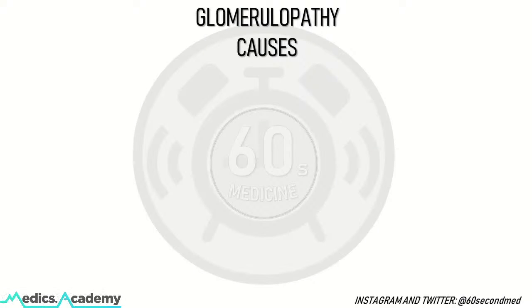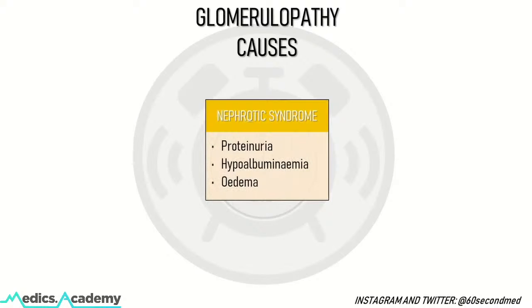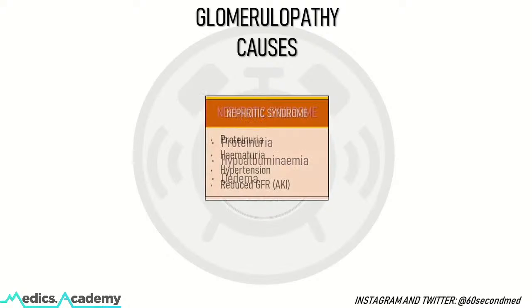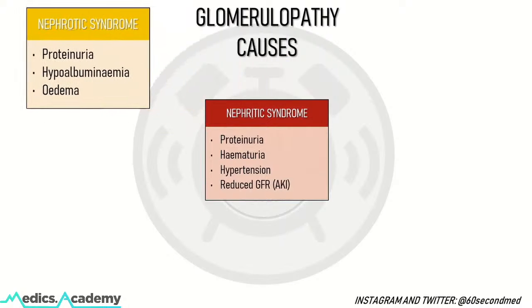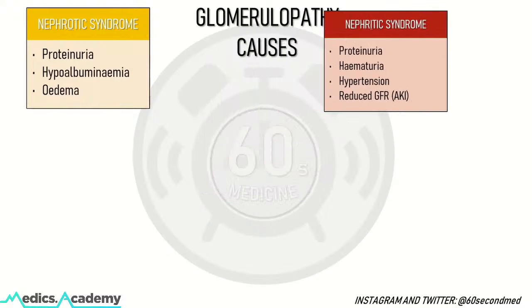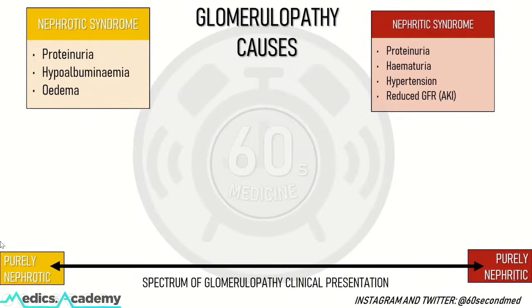Glomerulopathy or glomerular dysfunction can present clinically with nephrotic syndrome, which includes proteinuria, hypoalbuminemia, and edema, or it could present as nephritic syndrome with proteinuria, hematuria, hypertension, and a risk of an acute kidney injury. The diseases that cause glomerulopathies can present as a purely nephrotic picture, as a purely nephritic picture, or some diseases can present with a mixed picture and include features of both presentations.